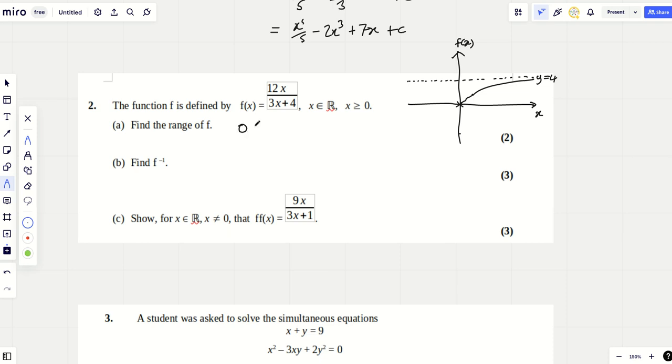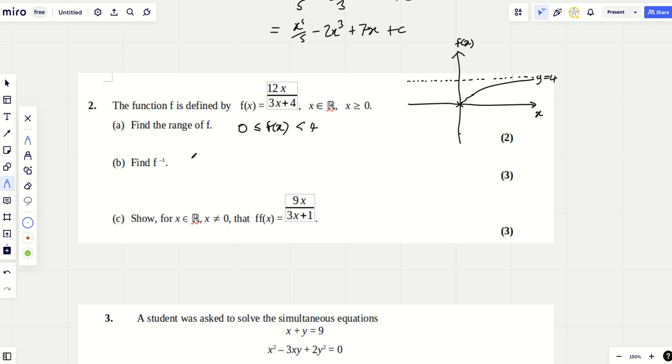Okay, so hence the range is 0 is less than or equal to f of x, which is strictly less than 4. That's quite a difficult range question though. Okay, find f to the minus 1 of x. Now, this is not f dash of x, is it? This is find the inverse. Look carefully at the notation.